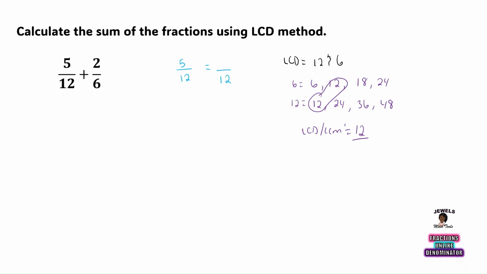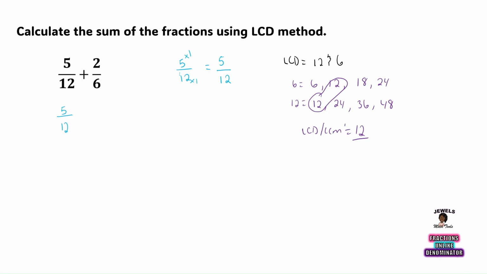So remember that we're changing both fractions to a denominator of 12. So I'm looking at how I change from 12 to 12. And I know that with 12 times 1, I'm going to get 12. So since I multiplied the number in my denominator by 1, I will also multiply my numerator by 1. So 5 times 1 will equal 5. So my first fraction in its equivalent form will equal 5/12.